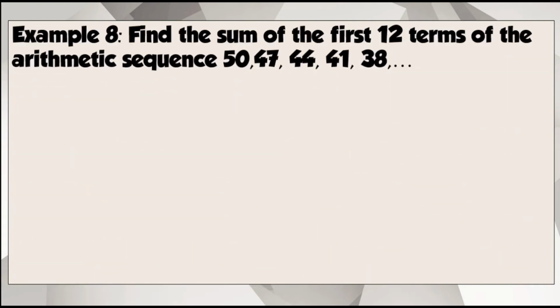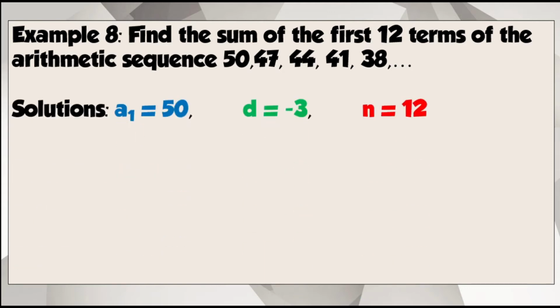Find the sum of the first 12 terms of the arithmetic sequence 50, 47, 44, 41, 38. First, write down all the givens so you can easily identify what formula is going to be used. We have a sub 1 equals 50, the difference is negative 3, and the number of terms is 12. We can easily find the common difference by subtracting a term from the previous one. Since the common difference is constant, it's the same for all the terms.